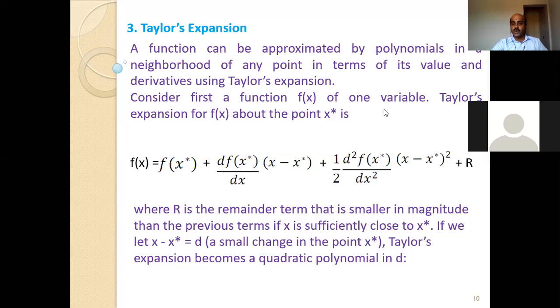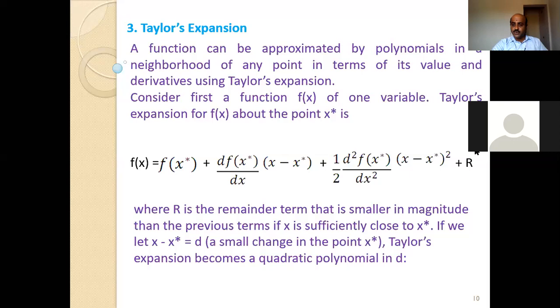So we are talking about Taylor's expansion for two different cases: one is for a function of one variable and the second is for two variables. This is the expression for a function of one variable. Please make a note of this equation, as these equations are very much required when we are solving problems. Here r is a remainder term that is smaller in magnitude than the previous terms if x is sufficiently close to x star.